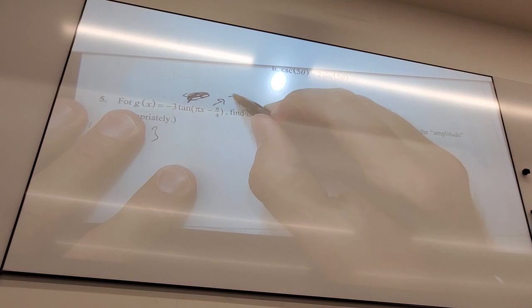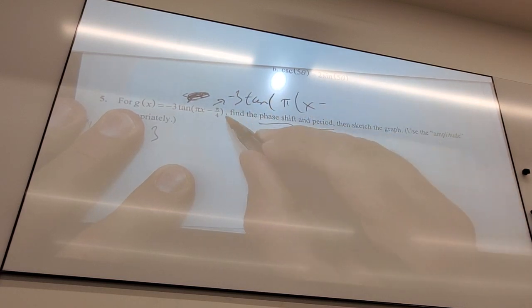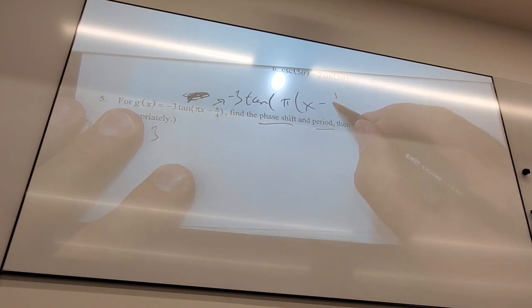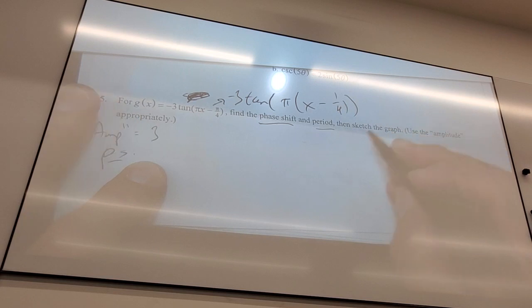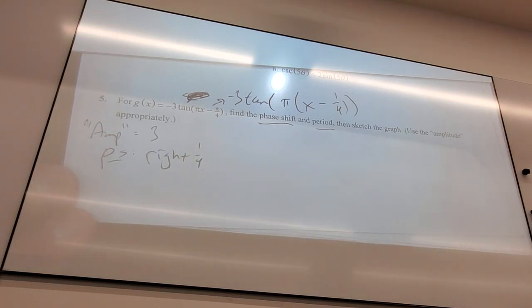Can anyone help me out if I take a pi out? What is left here? It's going to be x minus 1/4. Yeah, just the pi goes away. What's the phase shift then? Right 1/4. I love it. What's the new period? 1. Yeah, it's the old period divided by k. So we get 1.